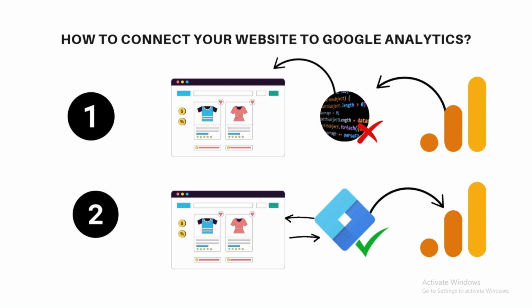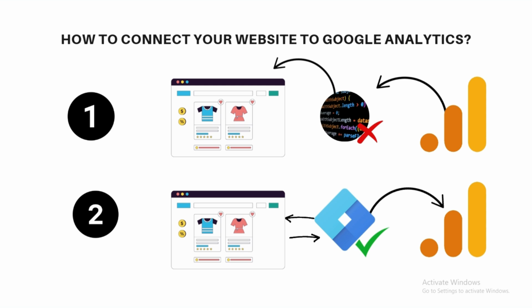Now you want to see how many people visited your website, how many clicked the add to cart button, how many proceeded to checkout, and how many made a purchase. Additionally, you want to know which products are getting the most views and understand which platform, Facebook or Google Ads, is driving more sales. To track all this, you need to set up Google Analytics on your website.